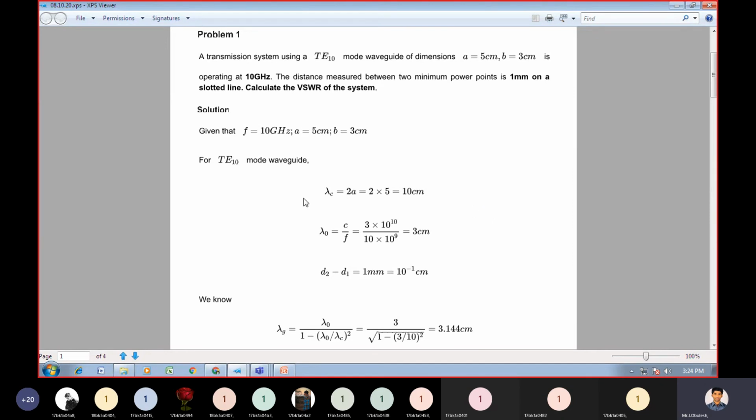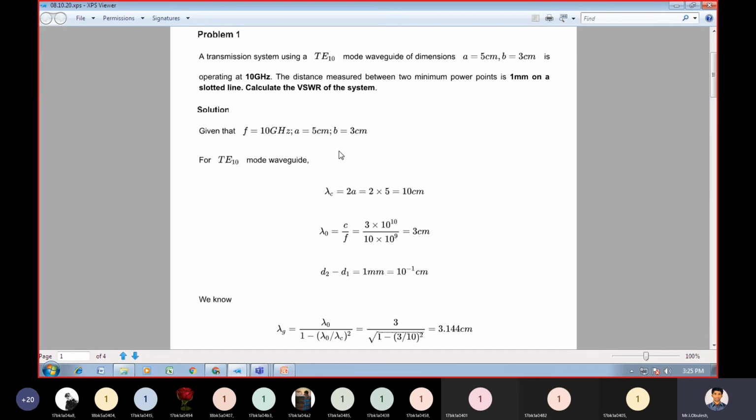First, you need to write down the given data, what we have from the problem. f equals 10 gigahertz. All of you note down the problem. f equals 10 gigahertz, a equals 5 centimeters, b equals 3 centimeters, for a TE10 mode waveguide.